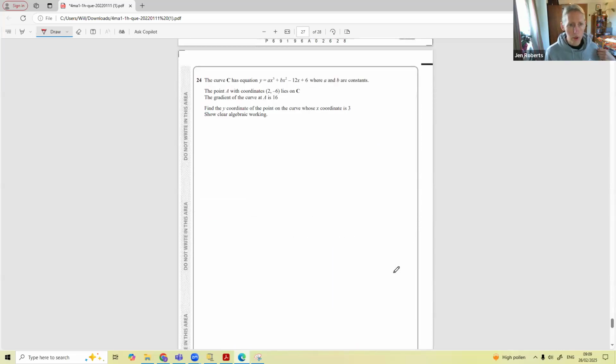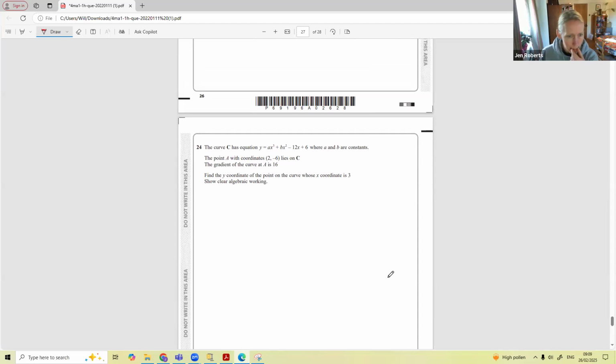Last one, coordinate geometry. The curve C has equation. We've got a cubic curve here. Let me just draw a little sketch. Don't know really what it looks like. Here's a cubic curve. The point A with coordinates 2, -6, so let's say there, lies on C.